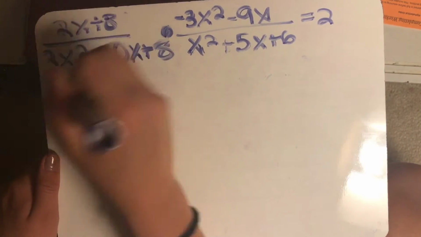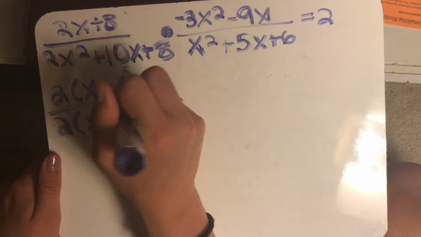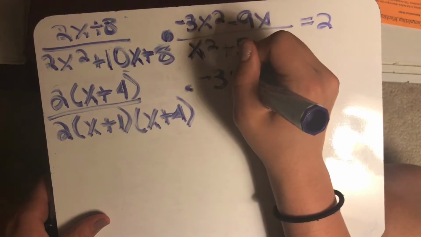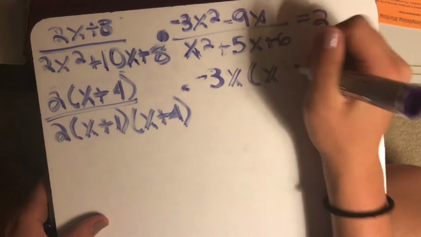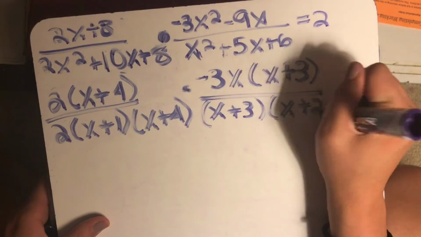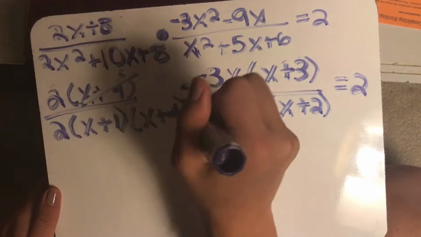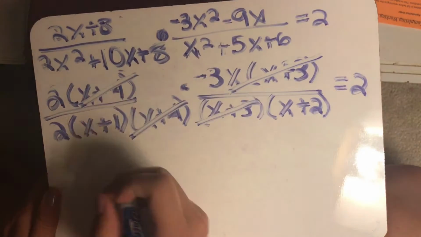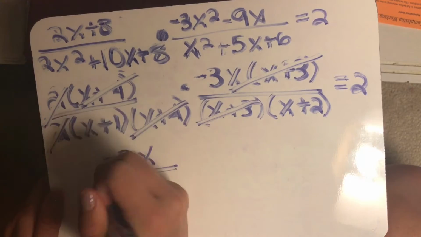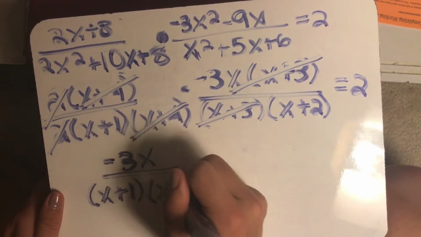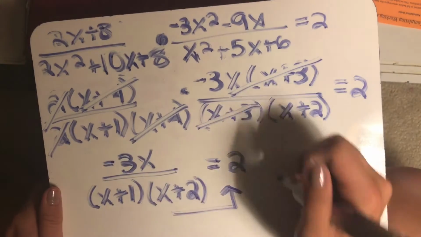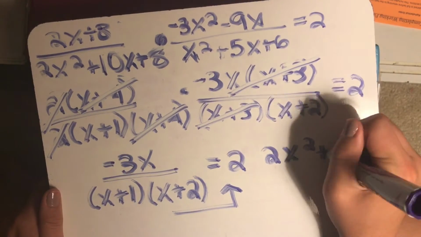Okay, so for this problem, we're going to factor it out. So it's 2 times x plus 4, and then 2 times x plus 4 times x plus 1. And we're multiplying that by negative 3x times x plus 3 over x plus 3 times x plus 2, which all equals 2. So we can cancel out x plus 3, x plus 4, and then the 2's at the end. And we're left with negative 3x over x plus 1 times x plus 2, which equals 2.